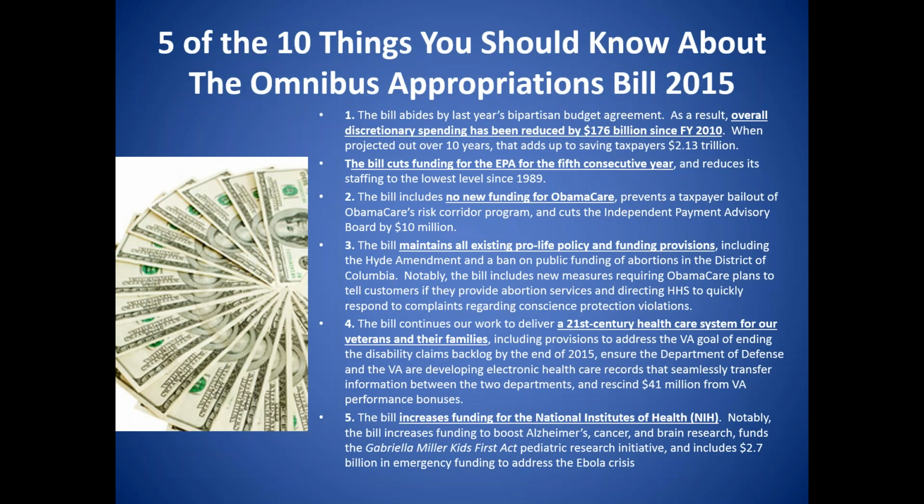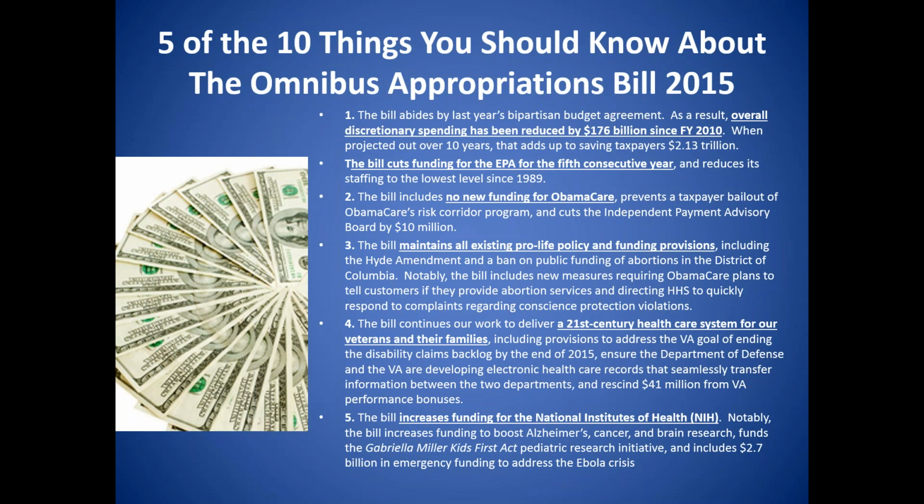I just looked yesterday at the federal omnibus appropriations bill that was passed. This is from a press release from House Speaker Ryan's office, which talked about 10 things you should know about the omnibus appropriations bill. 5 of those items talked about healthcare issues, and that's what I have on the slide. I picked out the 5 that addressed our topics. The first point that was made in the press release, overall discretionary spending has been reduced by $176 billion since fiscal year 2010. So what we're talking about is a reduction in funds that are being appropriated overall.